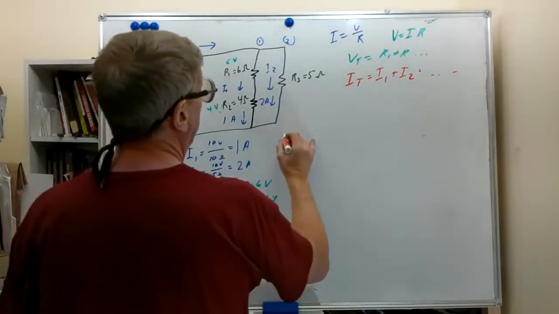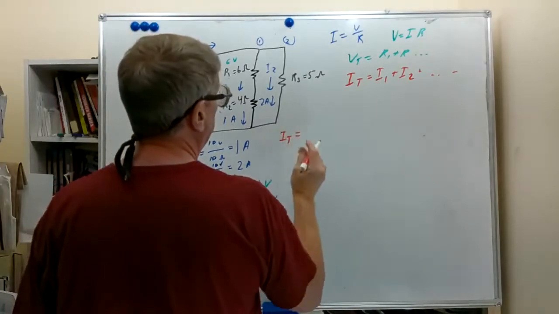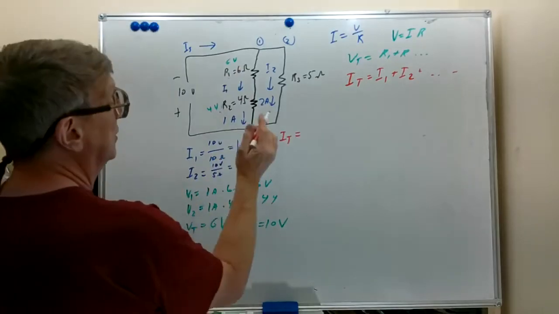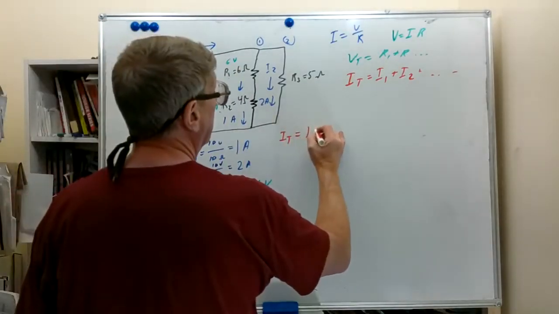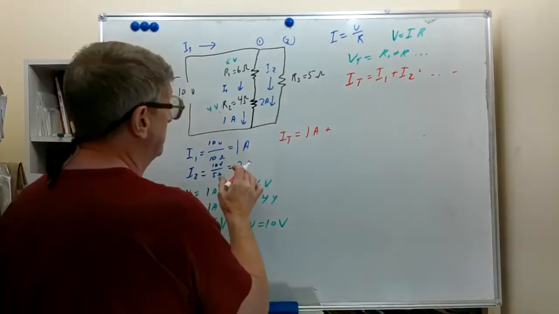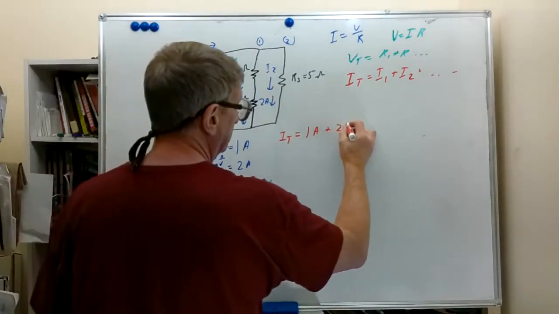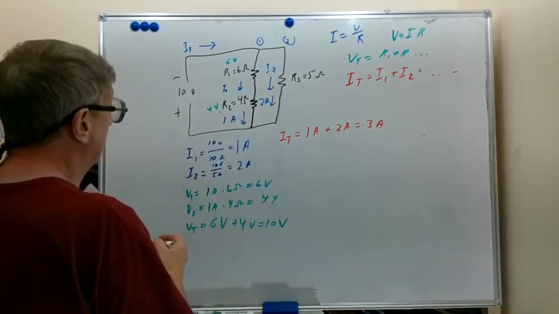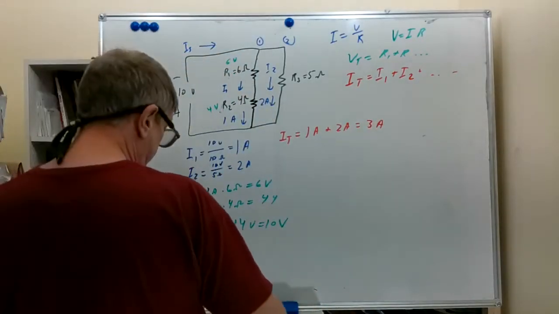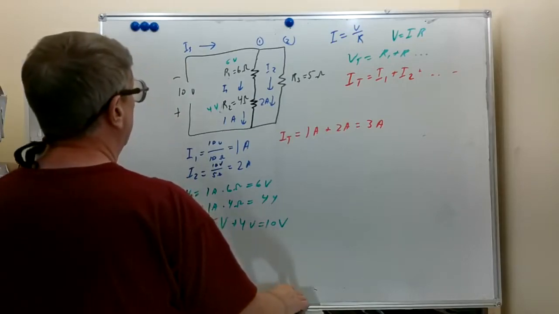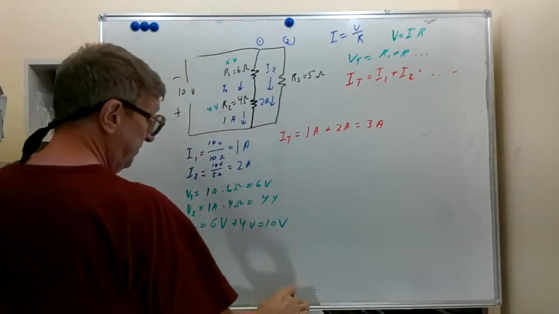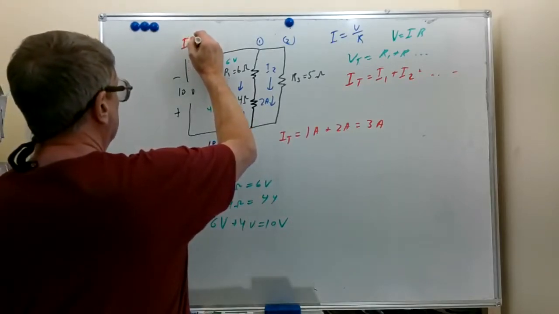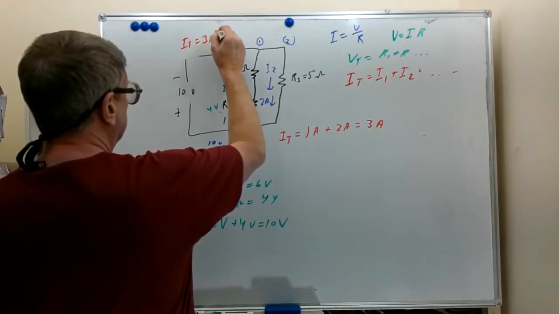So we're going to say that our I total is equal to branch 1 current, 1 amp, plus branch 2 current, which we found to be 2 amps, equals 3 amps. So that 3 amps for total current, we're going to write that right up here. I'm going to erase this and put it in red. I total equals 3 amps.